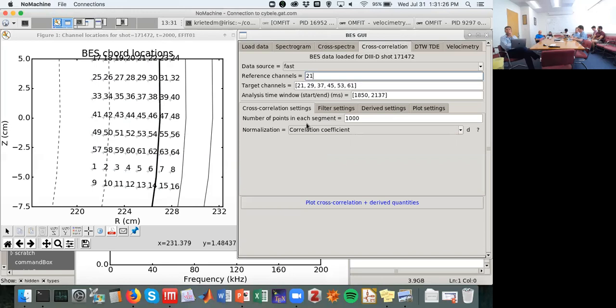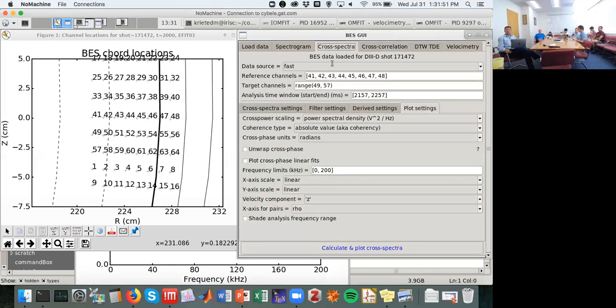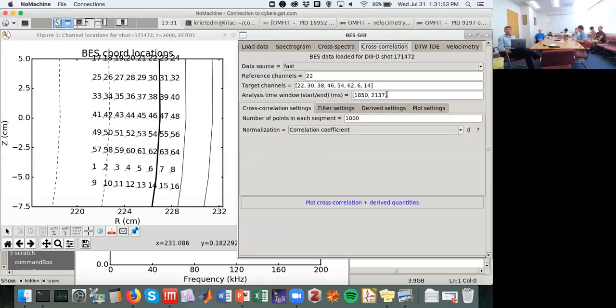The way you usually want to do this analysis is to pick one reference channel, probably at either end of the array. So I'll pick 22 as the reference channel, and then just go down and type in all the other channels in this column: 46, 54, 62. And then I'll use the same analysis time window as previous, so that was 2157 to 2257.